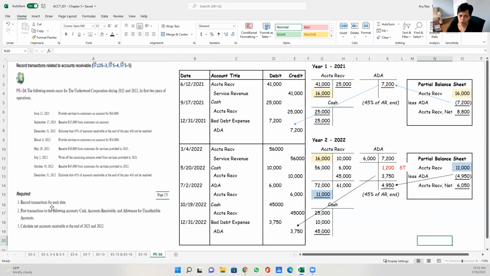So they asked us to record the journal entries. We've done all of that. They asked us to post into the cash, accounts receivable, and allowance for uncollectible or doubtful accounts. We've done that. Let me do the cash total over here. We have cash total of 80,000, assuming there have been obviously no other transactions. And then finally, they asked you to calculate the net accounts receivable at the end of 21 and 22. And we have those numbers, 8,800 and 6,050. So hopefully at this point, you have a good understanding of how we deal with receivables. Always read the problem very carefully and see what's being asked and what information has been presented.